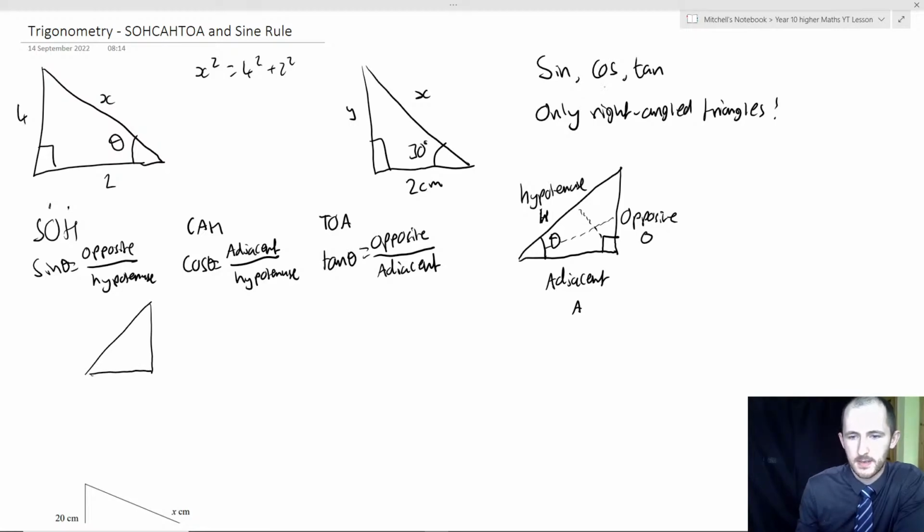Okay, and I'm going to start giving it some numbers. We have 20 degrees here. Okay, we have 3 centimeters. Let's label up our sides.